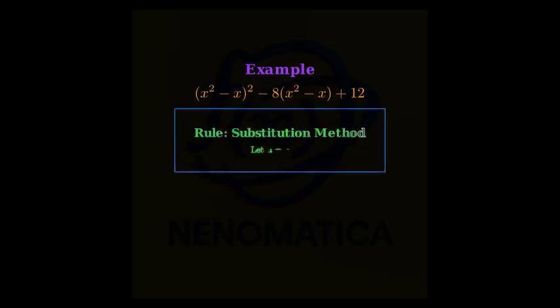We need to factor the expression (x squared minus x) squared minus 8 times (x squared minus x) plus 12. Let's work through this systematically. First, we'll use a substitution to simplify this expression. We'll let u equal x squared minus x, which will make our expression much clearer to work with. After substituting u equals x squared minus x, our expression becomes u squared minus 8u plus 12. This is now a quadratic expression in terms of u, which we can factor using the quadratic factoring method.